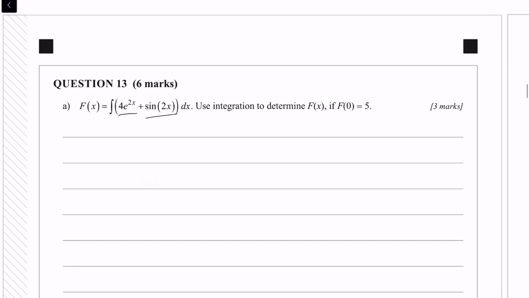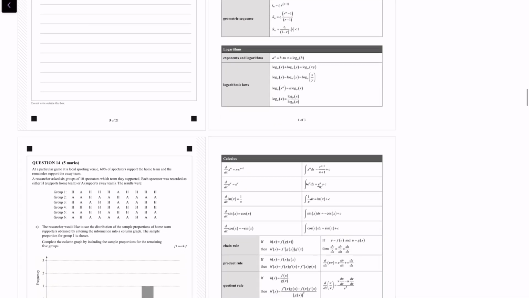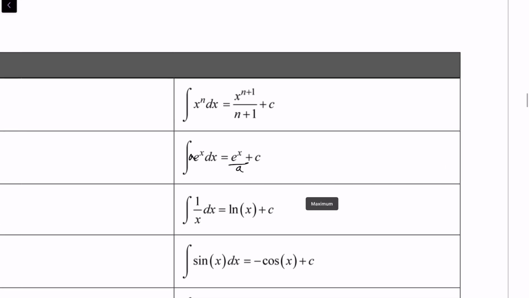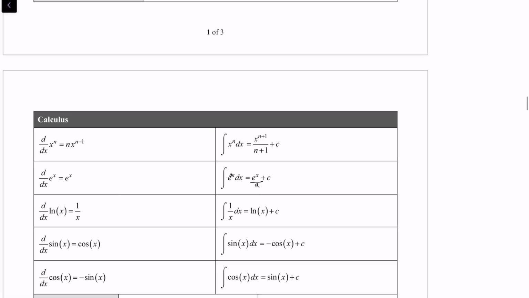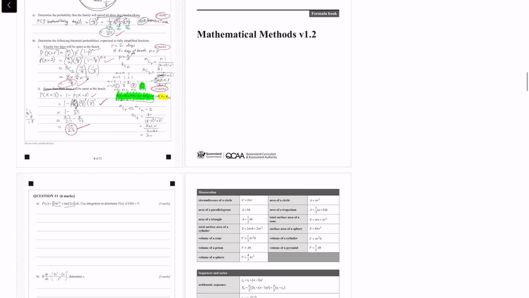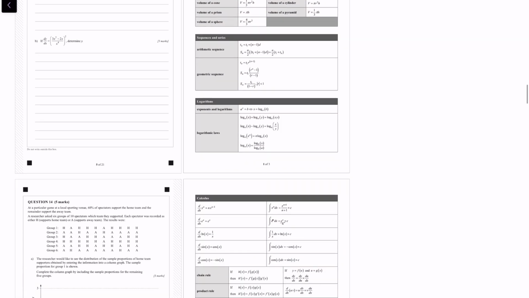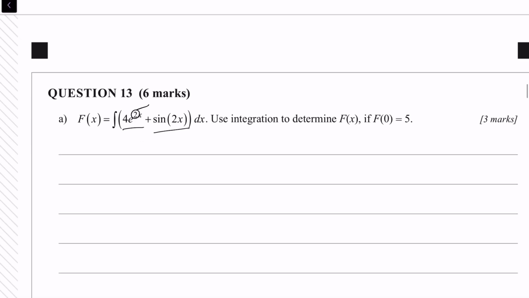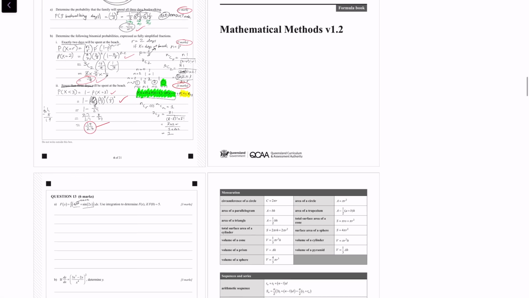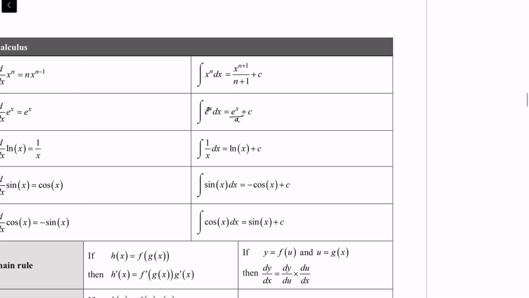Sorry, the a value is actually here. If there's an a value in the power, then we divide by the a value. So not by the coefficient at the front, but by the number out here. So the a value here is 2. And then same thing with sine.